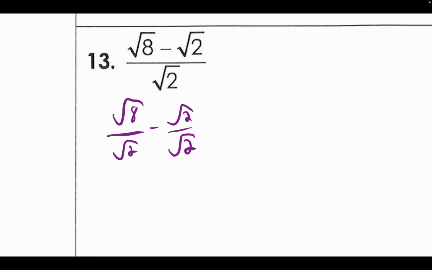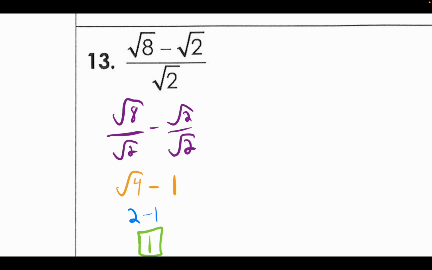Now you can divide these. So square root of 8 over square root of 2 is square root of 4, minus square root of 2 over square root of 2 is anything divided by itself other than 0 is 1. You could also say it's the square root of 1, which is 1. And so now you have the square root of 4 minus 1, which is 2 minus 1, giving us 1.